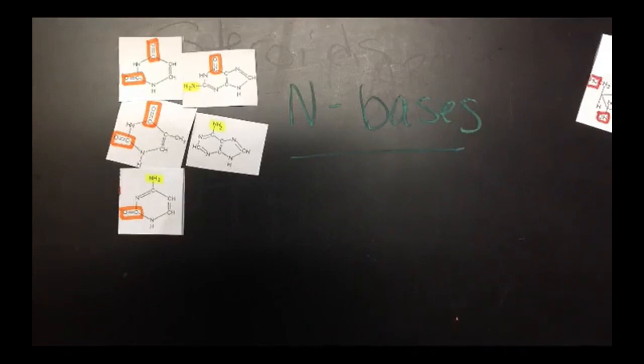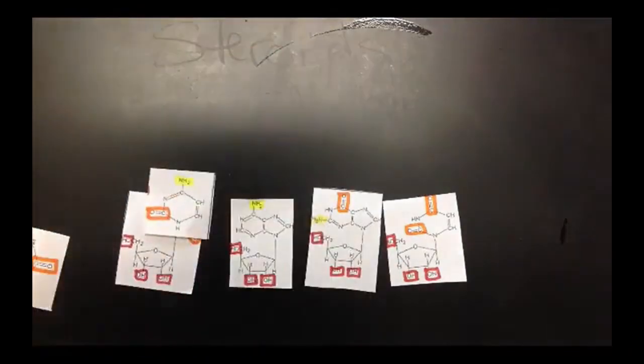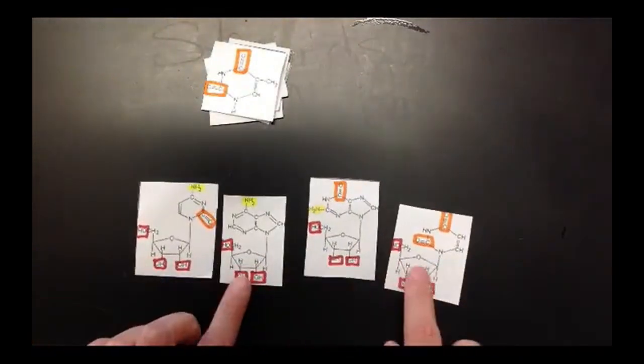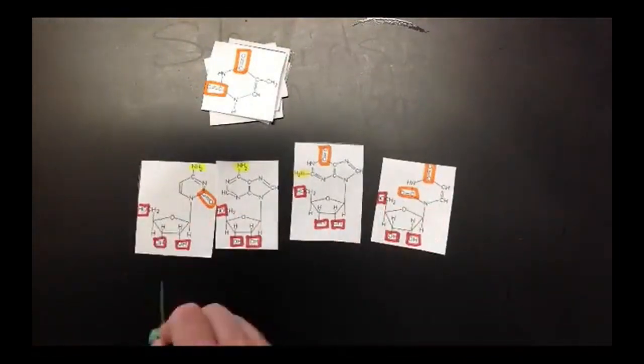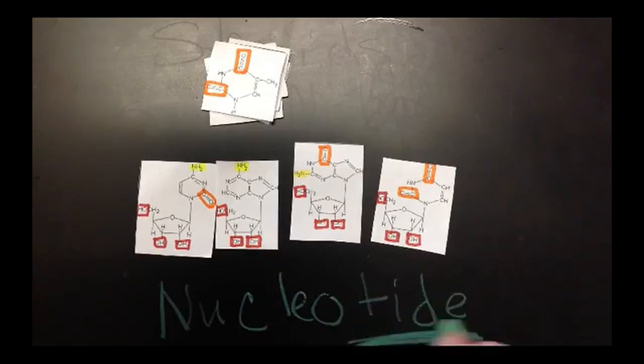And then if you look at the ones that had the double ring, you'll notice that that top ring is just one of the 5 nitrogen bases. So those are also going to be related. And if you look at the bottom ring structure right there, those are a ribose sugar. So all I did was add a ribose sugar to one of my nitrogen bases, and that makes what we call a nucleotide. Okay, so I'm going to put my nucleotides off to the side.